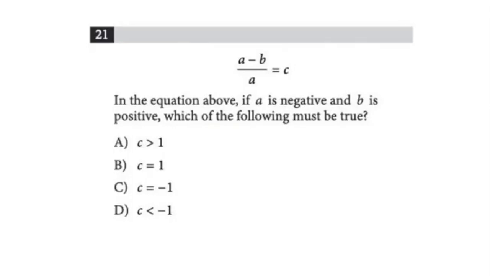Juliana. Go ahead and read question number 21 for us, please. In the equation above, if A is negative and B is positive, which of the following must be true?